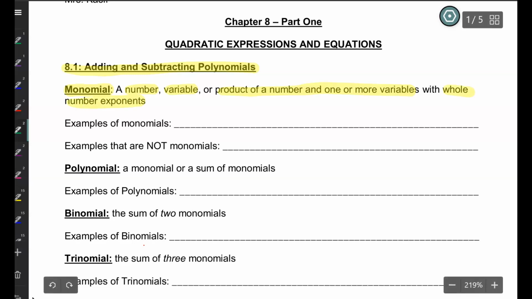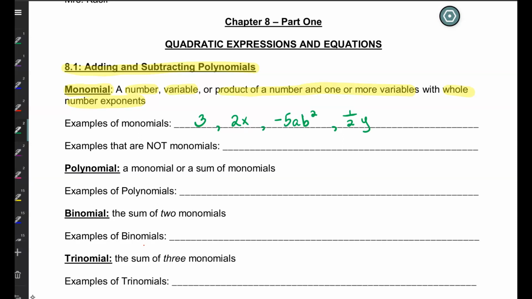Some examples of monomials would be just a whole number. You can do 3. You can have 2 times x. You can have a -5ab squared. You can have a 1/2 times y. Okay, those are all examples of monomials.